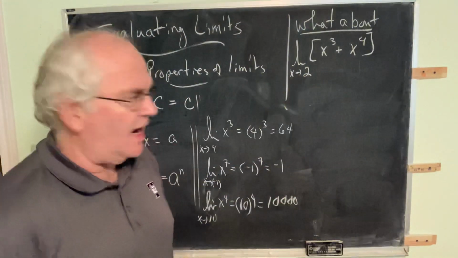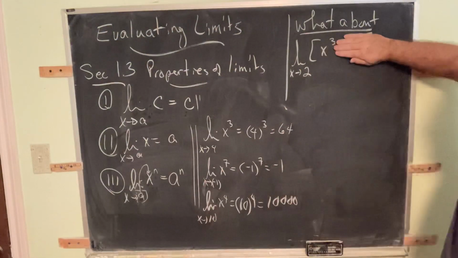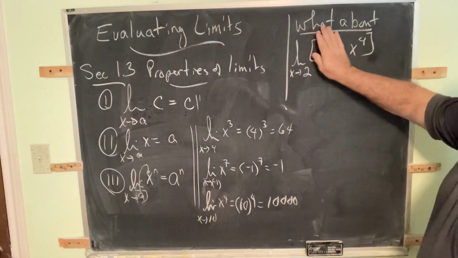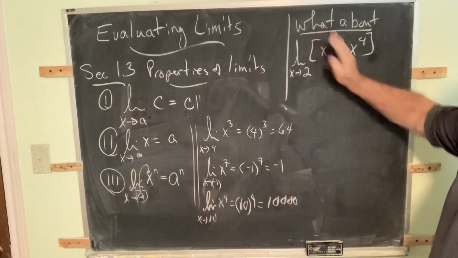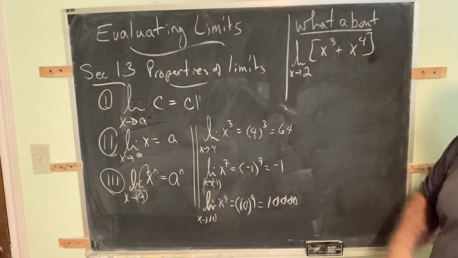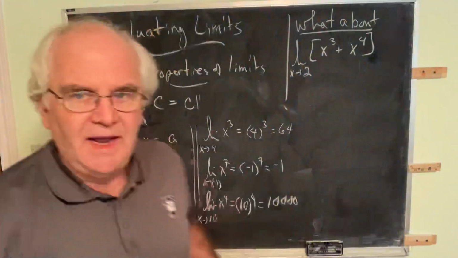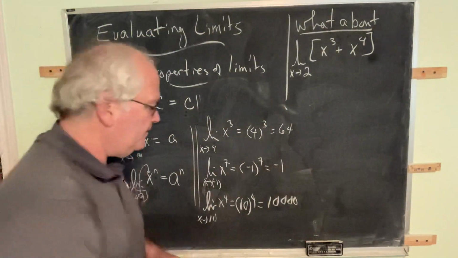Now we do have a plus sign. Well, if this weren't present, we would know what to do. If this weren't present, we would know what to do. The question is, they are both present. What do we do with that? And that's what the next set of properties is going to be on about.